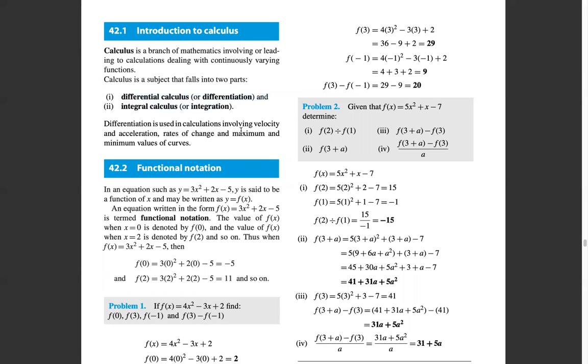The differential calculus or differentiation talks about finding the gradient function. That's a big thing in differential calculus. We're given a function, you want to find a gradient function, right? In integration, you're given the gradient function and you're asked to find the original function. What these things are, you probably don't understand it, right?